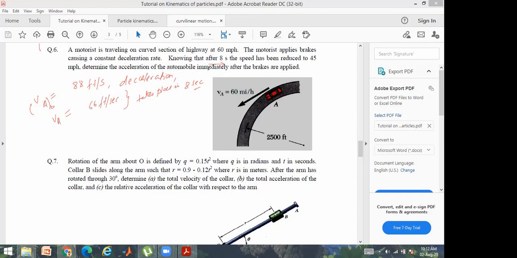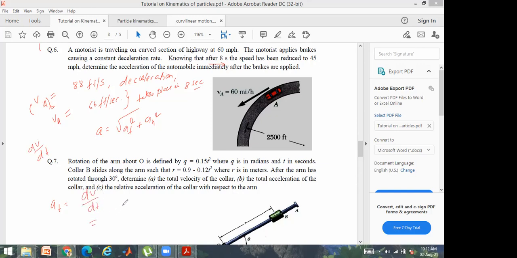Determine the acceleration of the automobile immediately after the brakes are applied. So as soon as the brakes are applied, you need to find the acceleration. So to find the acceleration, a equals to root of at square plus an square. Okay, acceleration. So at, how do you find at? Again, at change in velocity सँग मात्रै बराबर हुन्छ, dv by dt सँग at. So this is equals to dv by dt.